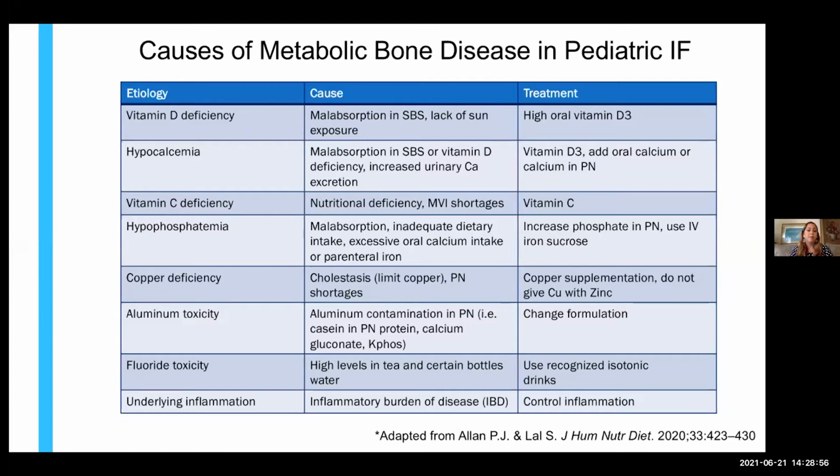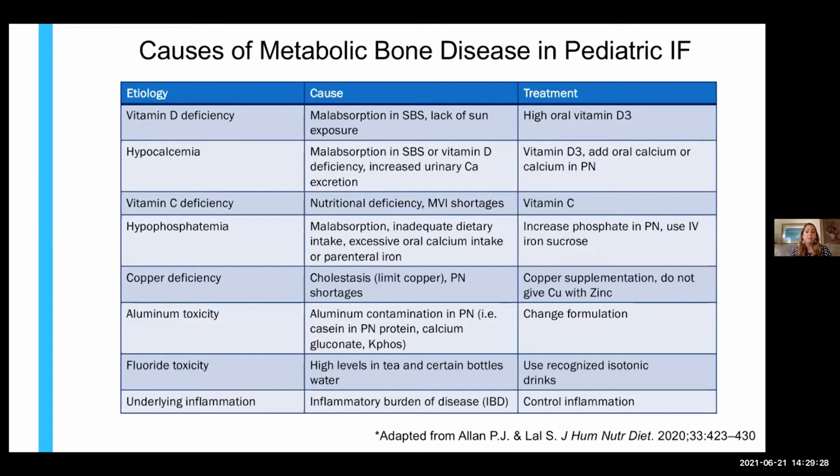Hypophosphatemia can be due to malabsorption, inadequate dietary intake, or excessive oral calcium intake. And there are also some forms of parenteral iron that can actually result in some hypophosphatemia. So we treat this by making sure that the phosphate is increased in the PN or supplementing them orally or enterally. And the form of iron that we want to use in this population is IV iron sucrose. Copper deficiency is another cause. In patients that have cholestasis, we tend to limit the copper and some people will take it out completely. It's an issue when we have PN shortages as well.